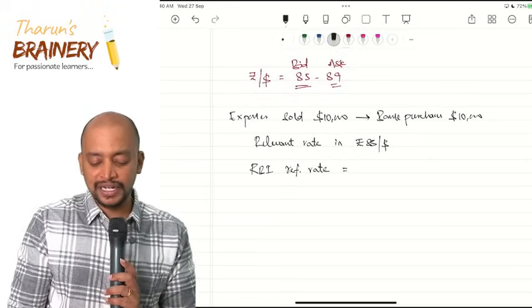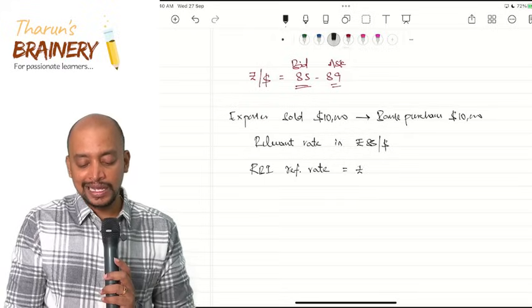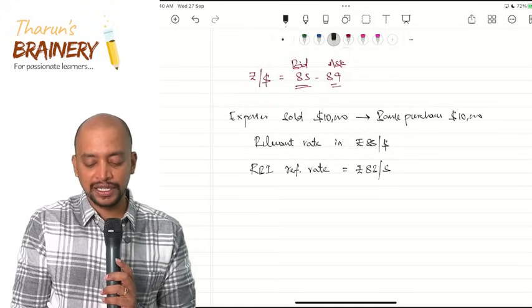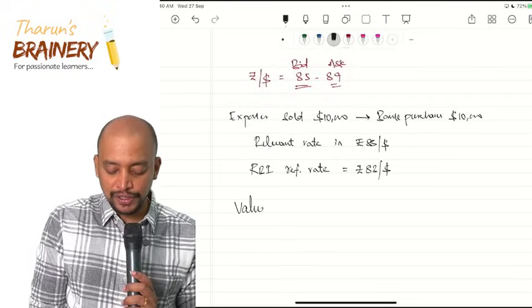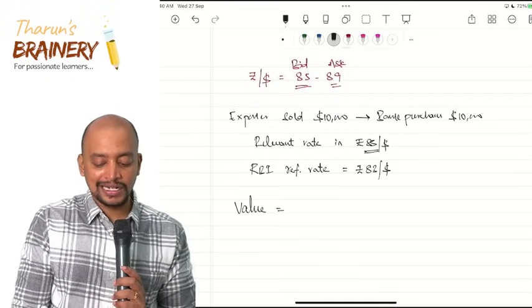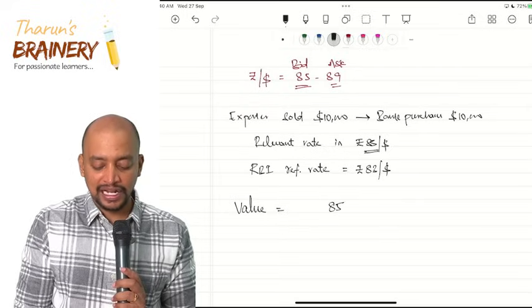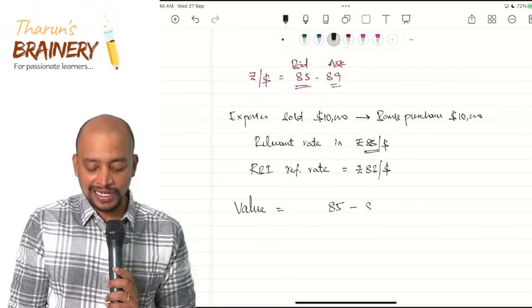Say the RBI reference rate for this transaction on this date is 83 rupees per dollar. Now in this case, what should be taken as the value? Value equals transaction rate minus RBI reference rate. What is the transaction rate? 85. And what is the RBI reference rate?